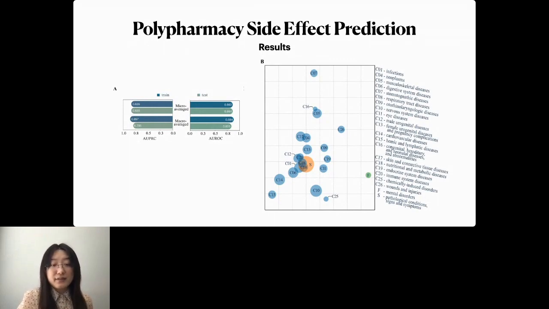Besides, we find that the predictor learns meaningful side effect embeddings. Actually, the right figure is a two-dimensional UMAP projection of side effect embeddings learned by the selected predictor, and it contains meaningful clusters for certain disease categories and symptoms, and also mental disorders.